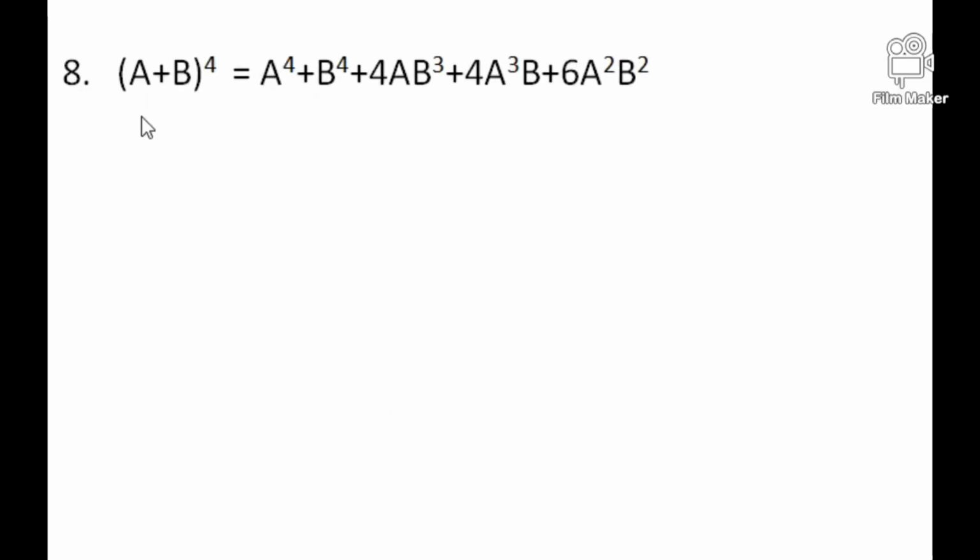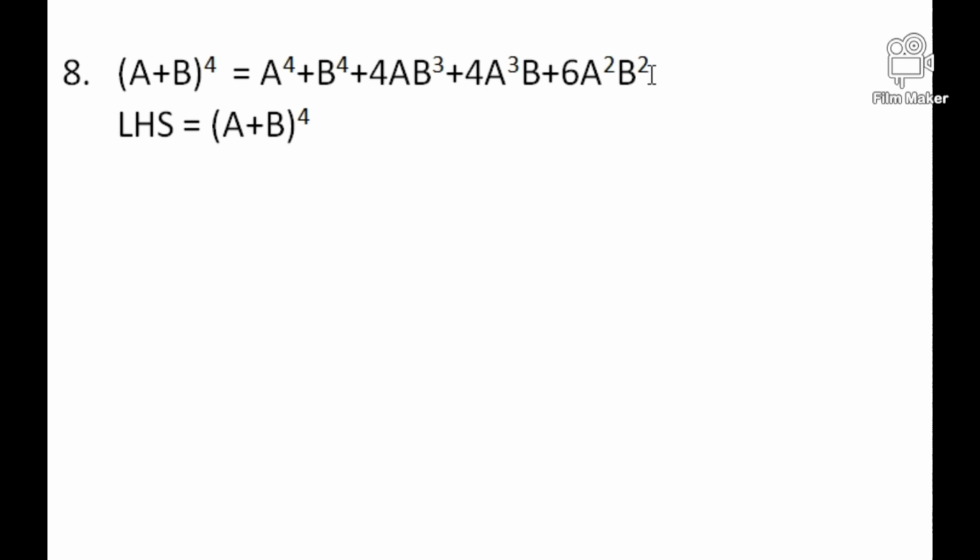Next formula is (a plus b) whole to the power 4 equal to a to the power 4 plus b to the power 4 plus 4ab cube plus 4a cube b plus 6a square b square. How to prove it? Here LHS is equal to (a plus b) whole to the power 4.